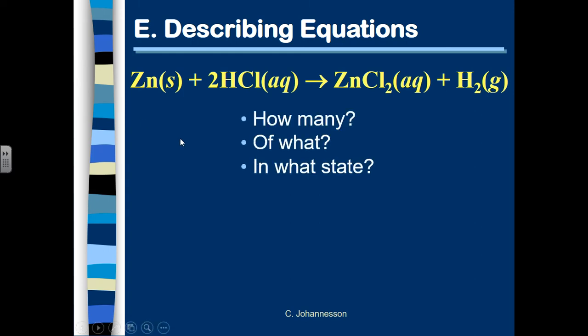So we have 1 atom of solid zinc. Okay, Zn is zinc. I'm calling it an atom because it's a single element. We talked about that in the previous slide. Okay, so 1 atom of solid zinc.